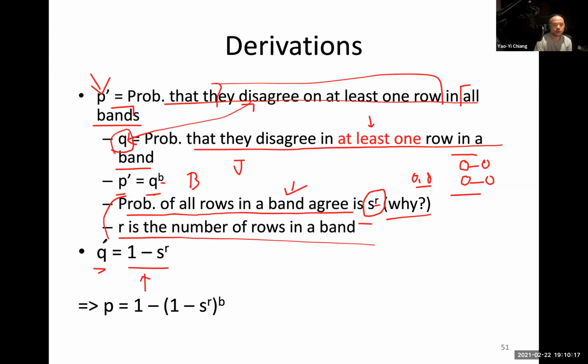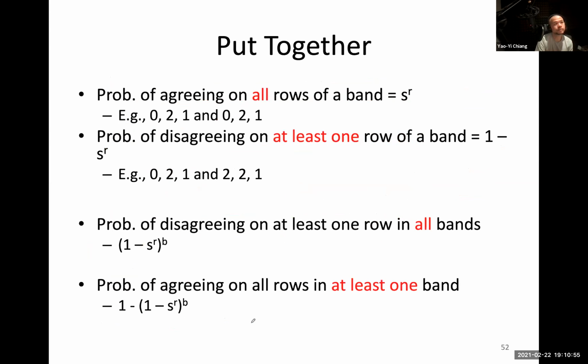So now you have the Q, you know that your P will be 1 minus, what is this? This is your Q. What is this? This is Q to the power of B, that's your P prime, right? Your complemental probability. This is the probability that the two signature strings disagree on at least one row in all bands. So the probability of them being a candidate pair, we'll take the complement. There you have this. Let's look at some examples.